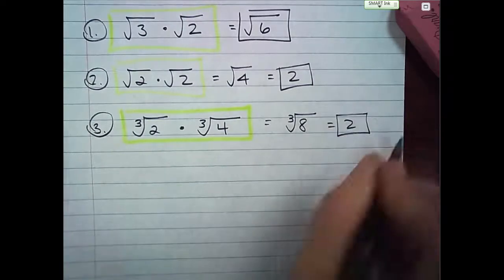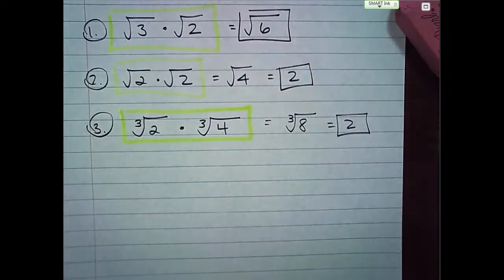If you don't have your perfect squares, perfect cubes, your 2 to the 4th, 3 to the 4th, then 2 to the 5th, and 3 to the 5th memorized, you need to memorize them.